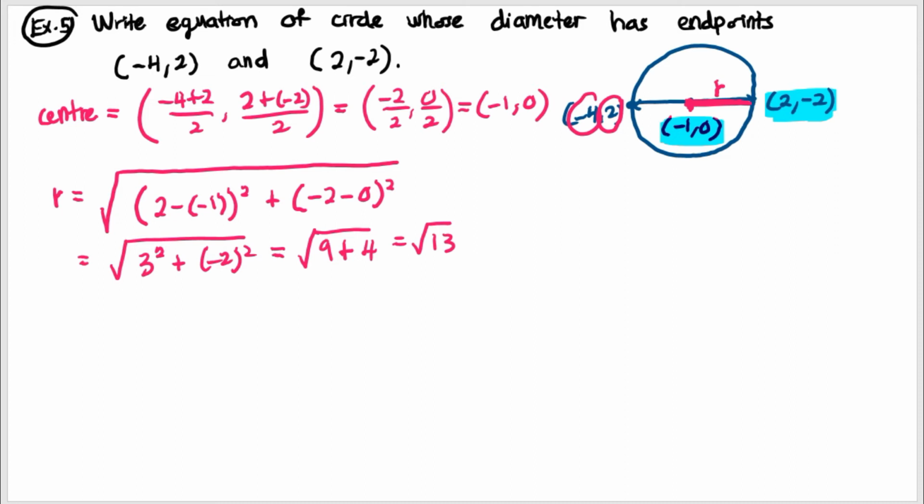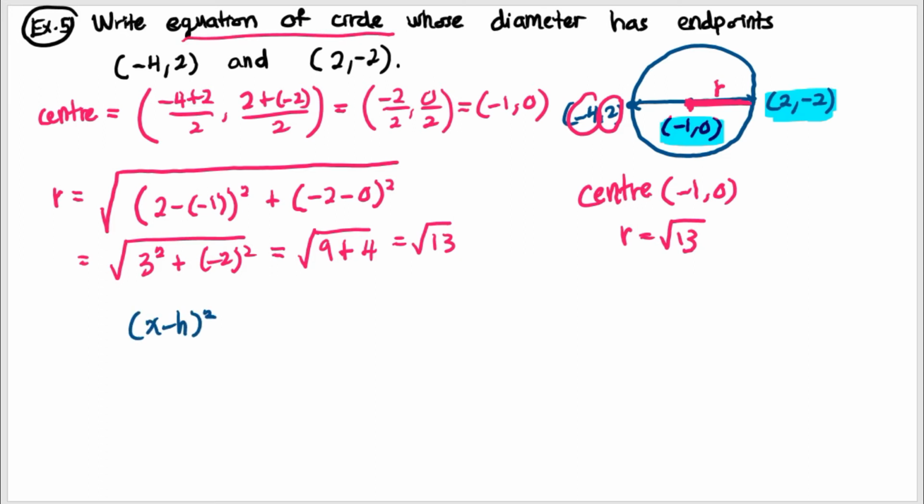So now we already have the center, right? Recall the center for the circle is (-1, 0), and its radius is the square root of 13. Can you find the equation for the circle? Yes, of course, we can find the equation of the circle, which is given by (x - h)^2 + (y - k)^2 = r^2.